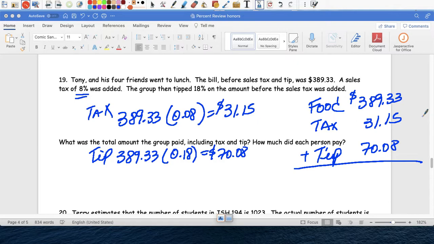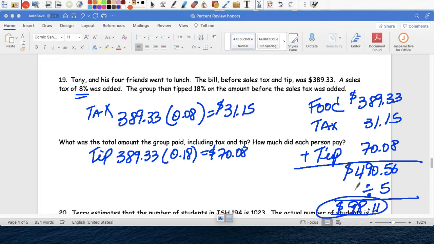Now we can add everything. 389.33 plus 31.15 plus 70.08. Our grand total that we are going to put on our credit card, $490.56. That's a total, and how much did each person pay? How many people are here? Tony and 4 friends, so we can divide this by 5. There are 5 people. So each friend pays $98.11. Okay.